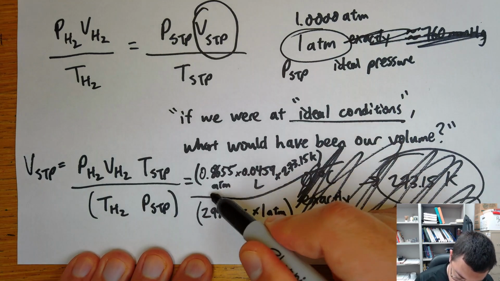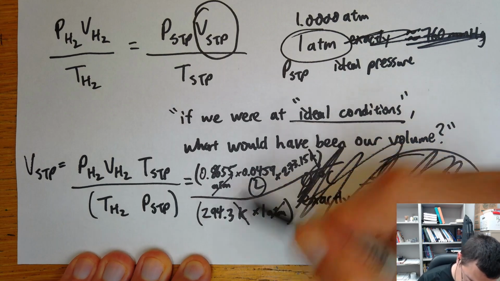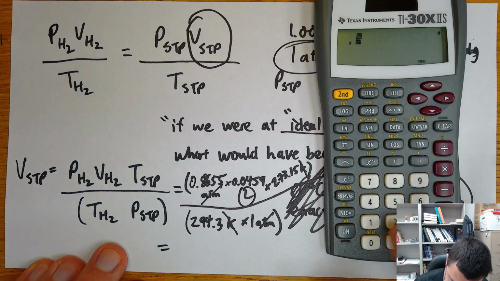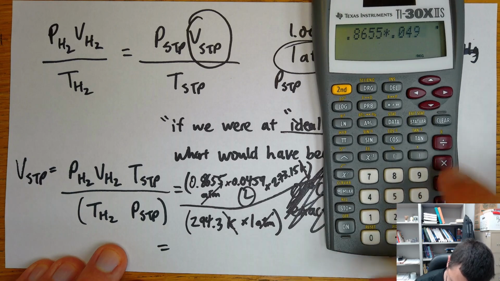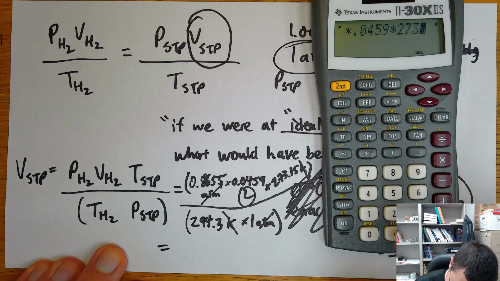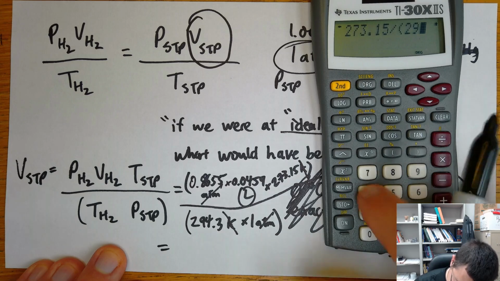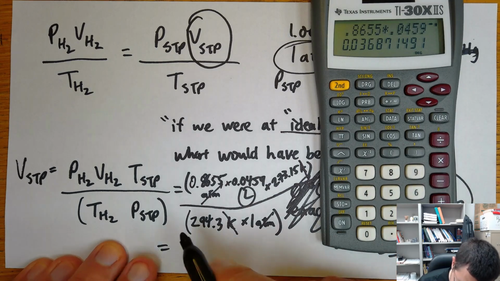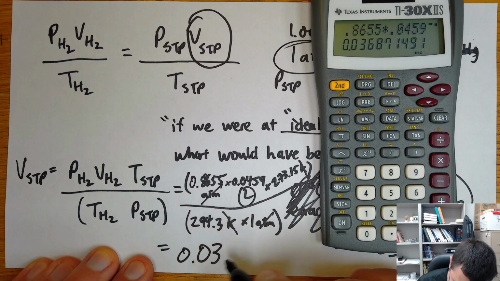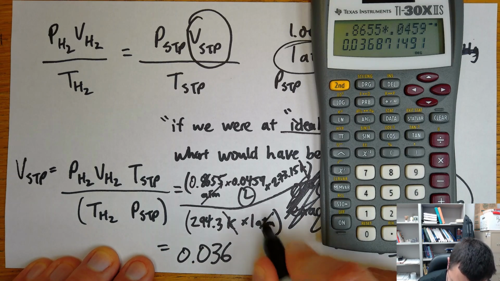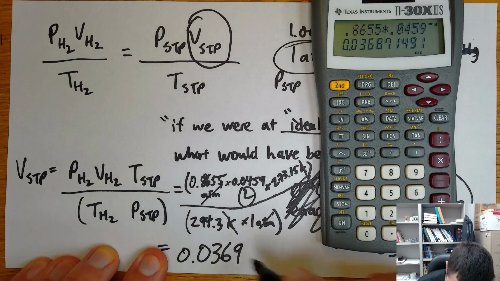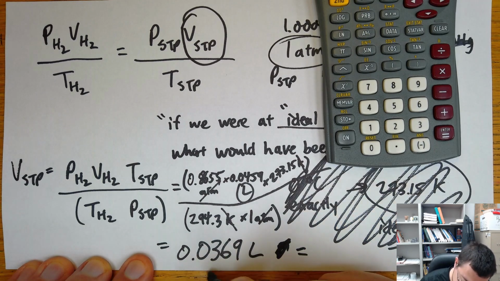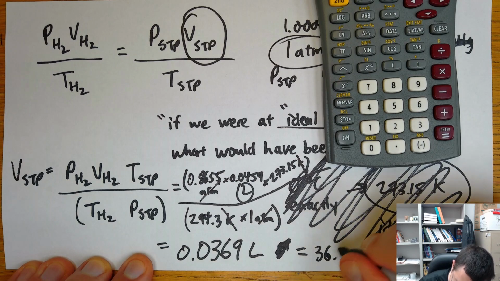Okay, so again, units will cancel except for liters. And then now we can put this thing into the calculator. All right, so 0.0369, okay, 3 sig figs, so 0.0369 liters. If you're curious what that'd be in milliliters, just move it over 3 times, right? So you get 36.9 milliliters.